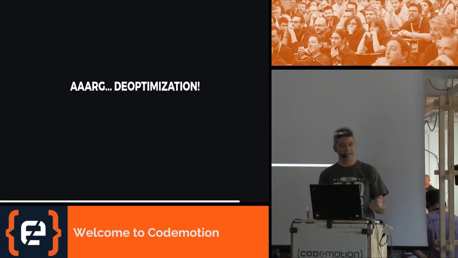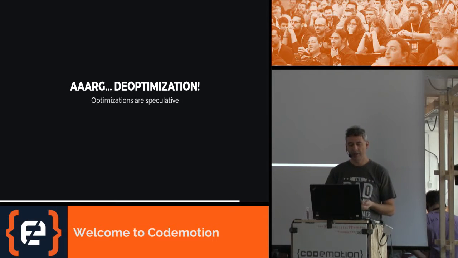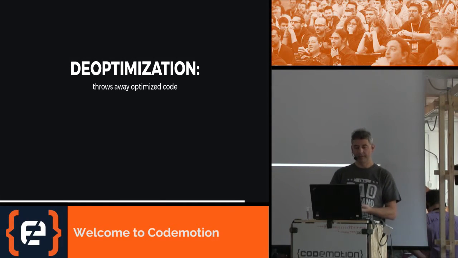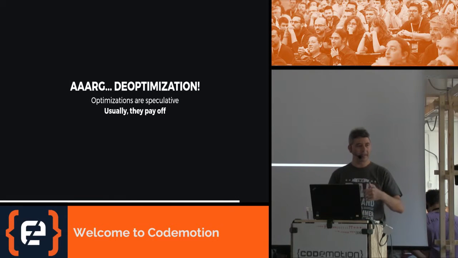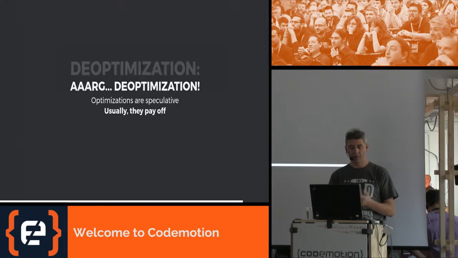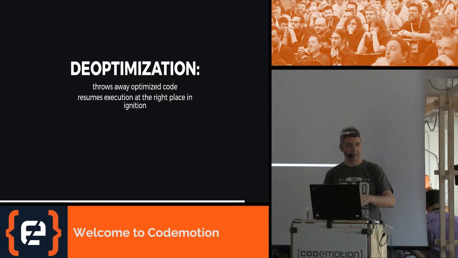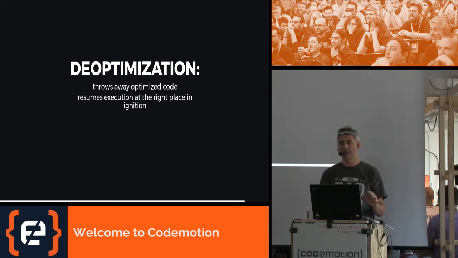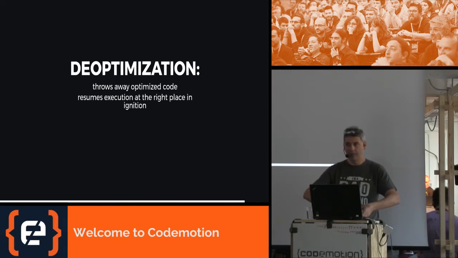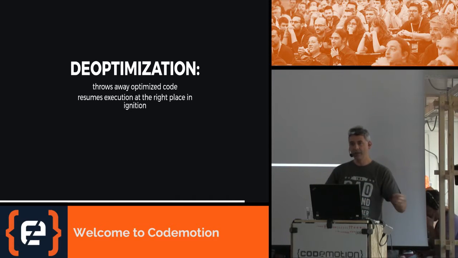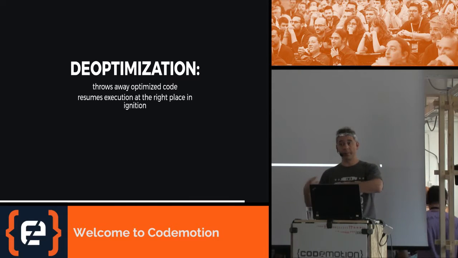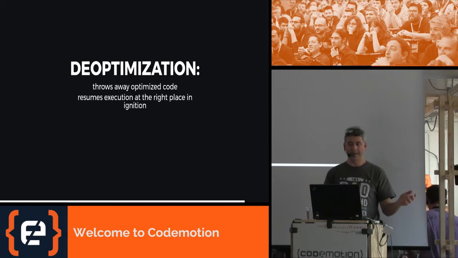But there is the ghost of deoptimization, which means that the optimizations are speculative. Usually they pay off, but if something bad happens, so if a type changes, you have the deoptimization. The deoptimization needs to throw away the optimized code and resume execution at the right point in the interpreter. This takes tons of time because you have a context in the optimized code with values in registers, in memory and everything, and you need to switch execution to a totally different context which should represent the same context, but in a totally different form. And then you throw away the optimized code.